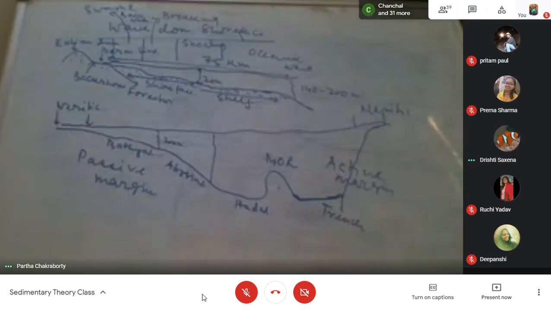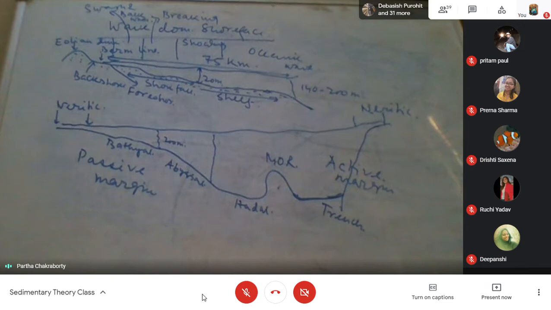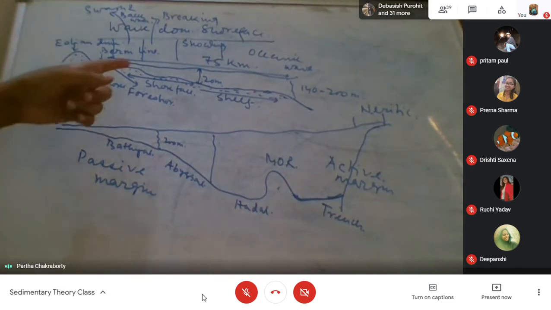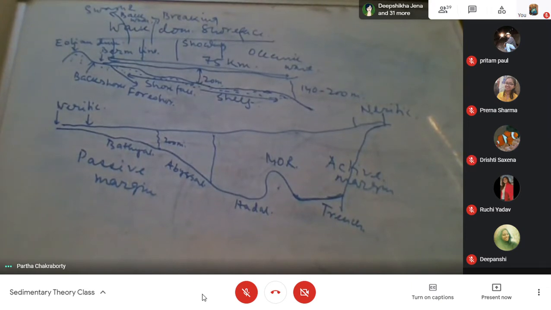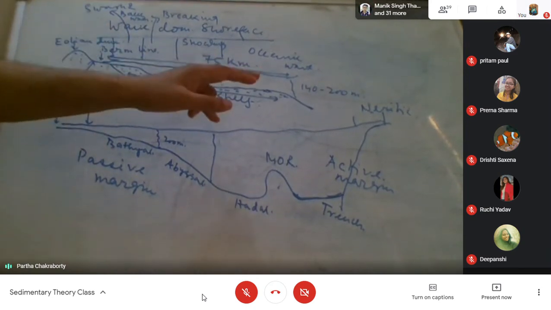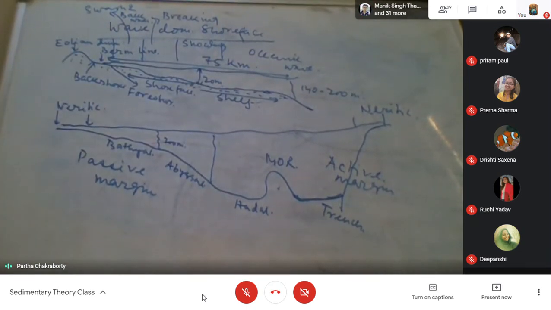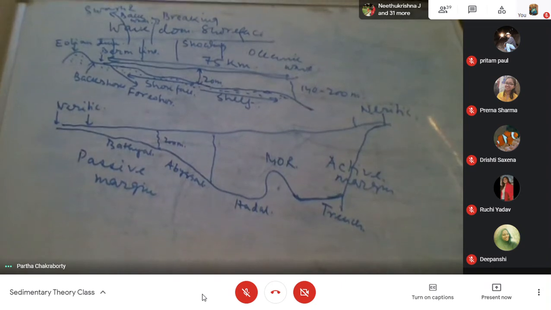75 kilometers is the distance from the shoreline, the average distance. It may not be lower than that, it may be higher than that also. It is the average distance from the shoreline to the shelf-slope break. On average, the shelf-slope break comes about 75 kilometers from the shoreline in a passive margin setting.